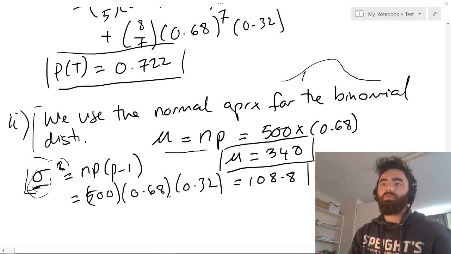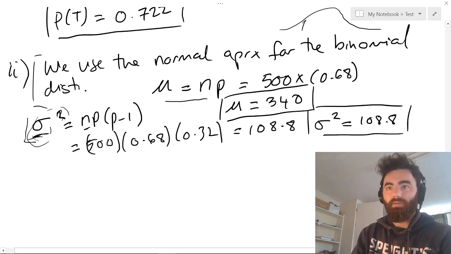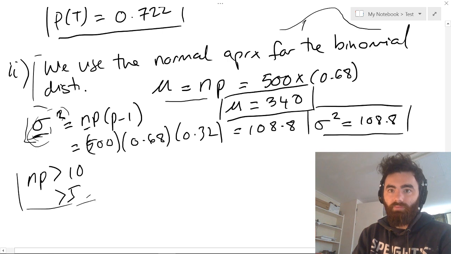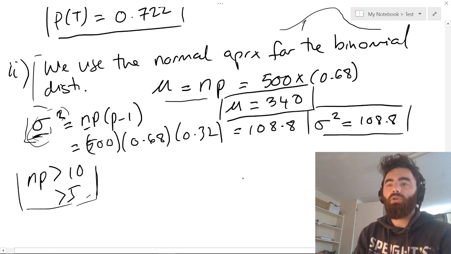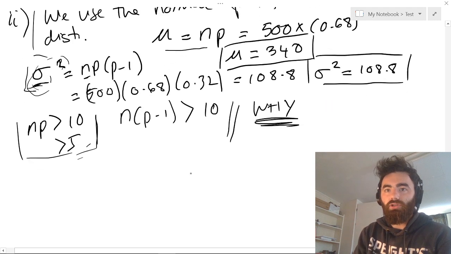Now the reason that we can use this normal approximation for the binomial distribution is because we have large values of n. I think np has to be greater than 10, or sometimes 5, depending on what textbook you're using. And if that's the case, then we can model a normal distribution over our binomial distribution. And I think the other one is n times (1 minus p) has to be greater than 10 as well, which in this case they both are. So we can use that. And again, look up why.